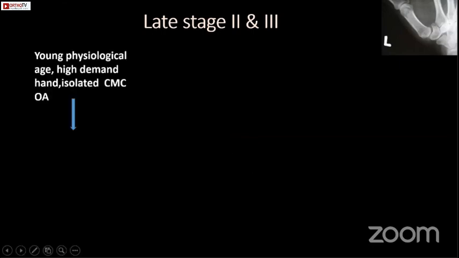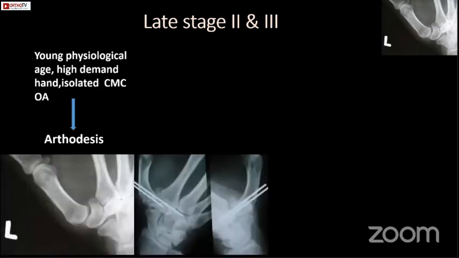So what do you do in stage 2, late stage 2 and 3, young physiological age, high demand hand? Isolated CMC joint arthrodesis is the treatment of choice in the heavy manual laborer. Having said that, LRTI, I will come to it later on, is also a good choice. This is one example, a farmer by occupation, having, I would say, late stage 2 arthritis, who had a fusion of the CMC joint.